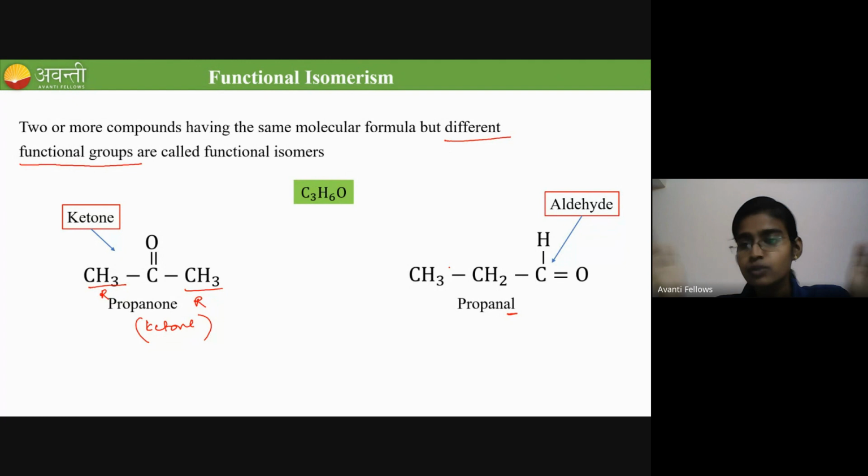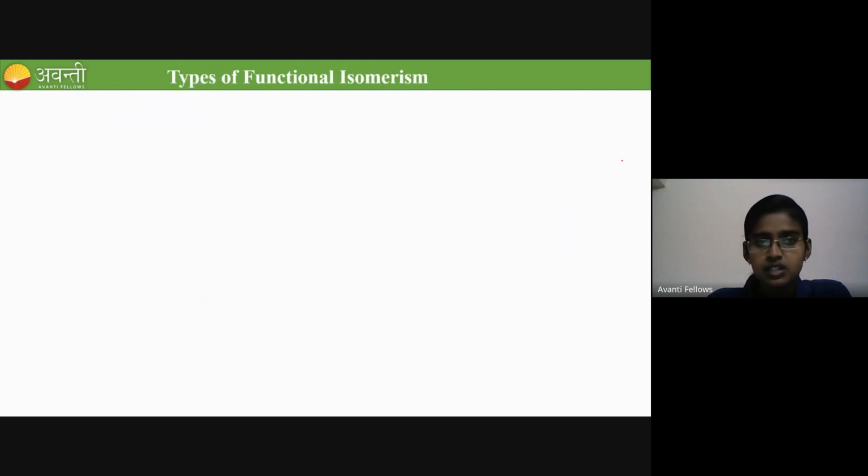Isomers always exist in pairs. You cannot take one compound and say that this particular isomerism is existing in this compound. We need at least two compounds to explain the isomerism. In those two compounds, if both have different functional groups, then it is functional isomerism. Like this ketone and aldehyde pair, we have some other pairs also. I'll show you those pairs in the next slide.